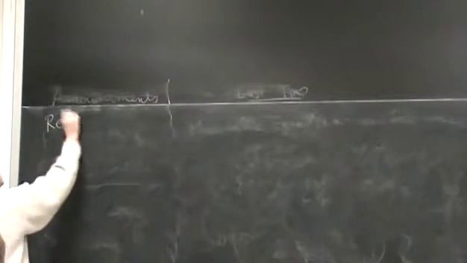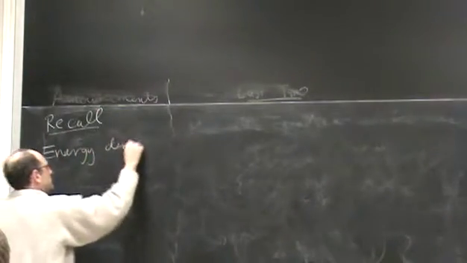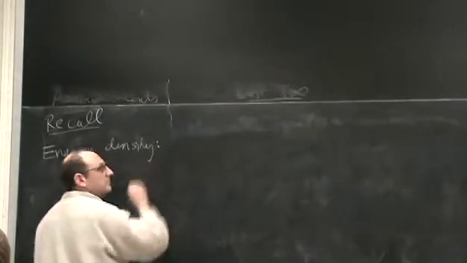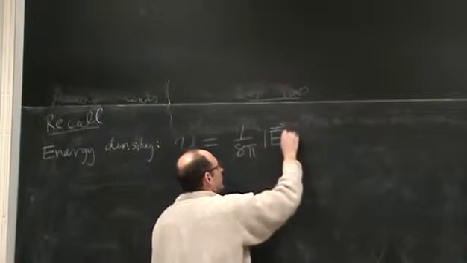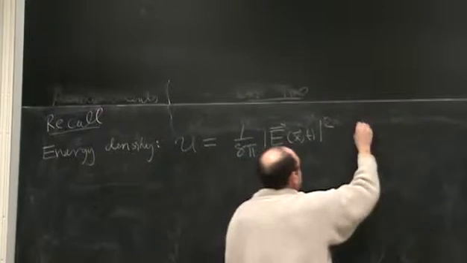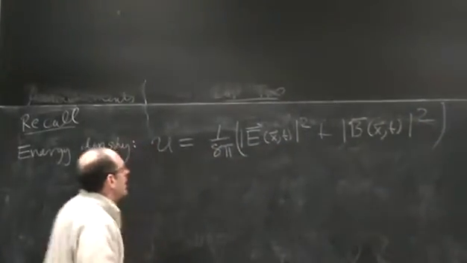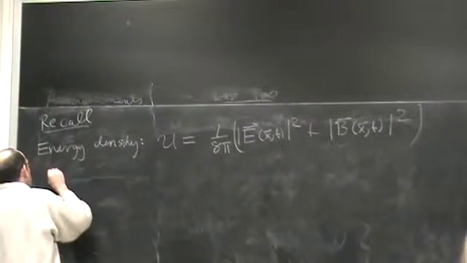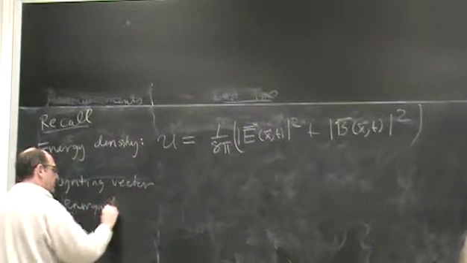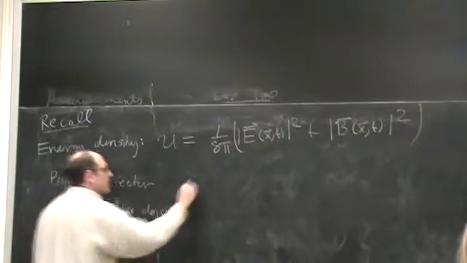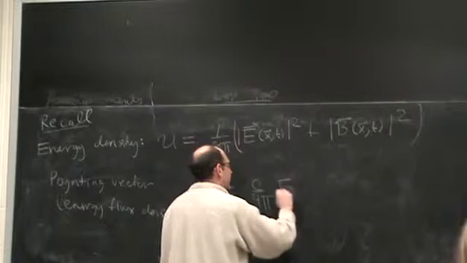So recall the energy density U is equal to 1/8 pi times the magnitude of the electric field squared, which can generally vary as a function of position and time, plus the same thing for the magnetic field. And the Poynting vector, which represents the energy flux density, S, a different S, not that S, totally different, is c over 4 pi E cross B.